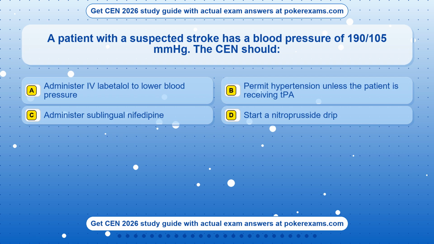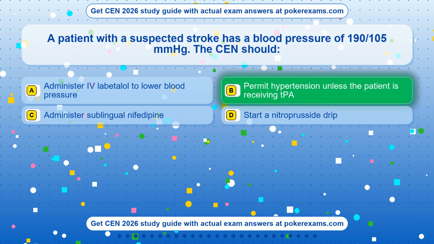Question 20. A patient with a suspected stroke has a blood pressure of 190/105 mmHg. The CEN should: Option A, administer IV labetalol to lower blood pressure. Option B, permit hypertension unless the patient is receiving TPA. Option C, administer sublingual nifedipine. Option D, start a nitroprusside drip. The correct answer is option B.